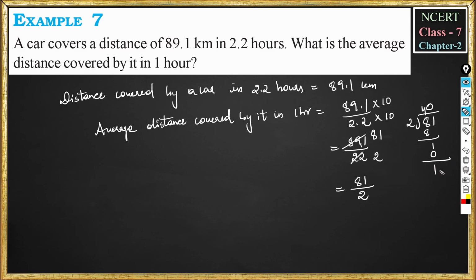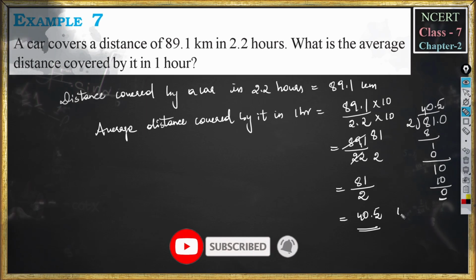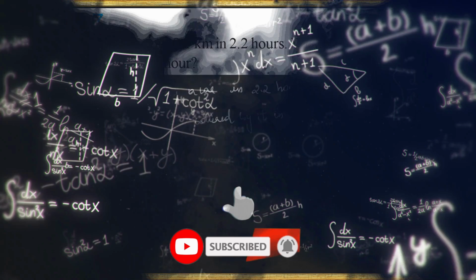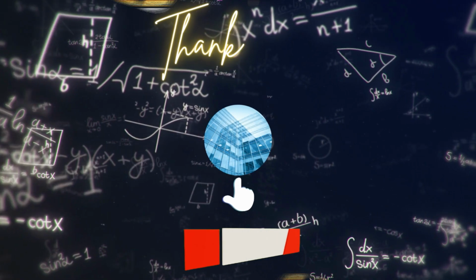Remainder is what? 1. Now in order to divide further, we will put one decimal point and add 0. So in the quotient also we need to add one decimal point. So we will pull down this 0. So 2 5s 10. Remainder is 0. So 81 by 2 becomes 40.5. So the average distance covered by the car in 1 hour is 40.5 kilometers.